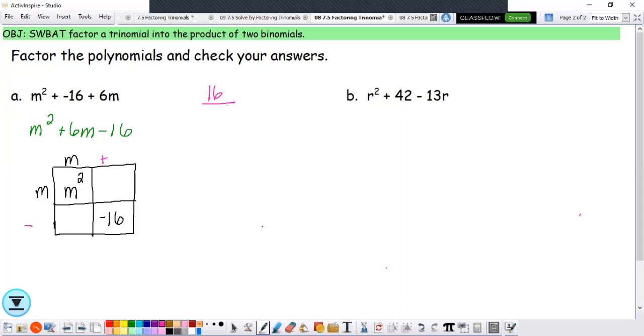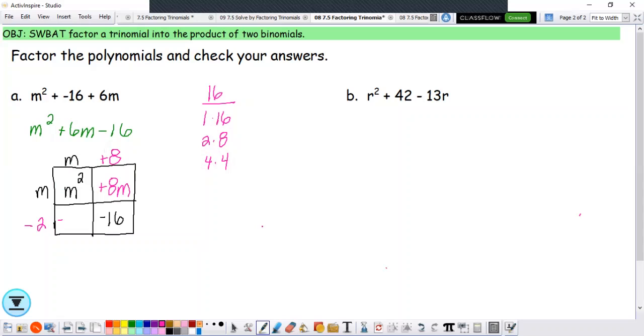Factor pairs of 16 are 1 times 16, 2 times 8, 4 times 4. And the factor pair that would combine to give us a positive 6 is going to be that 2 and 8. And in order for that to happen, the 8 would have to be positive and the 2 would have to be subtracted. So 8 times m is a positive 8m.